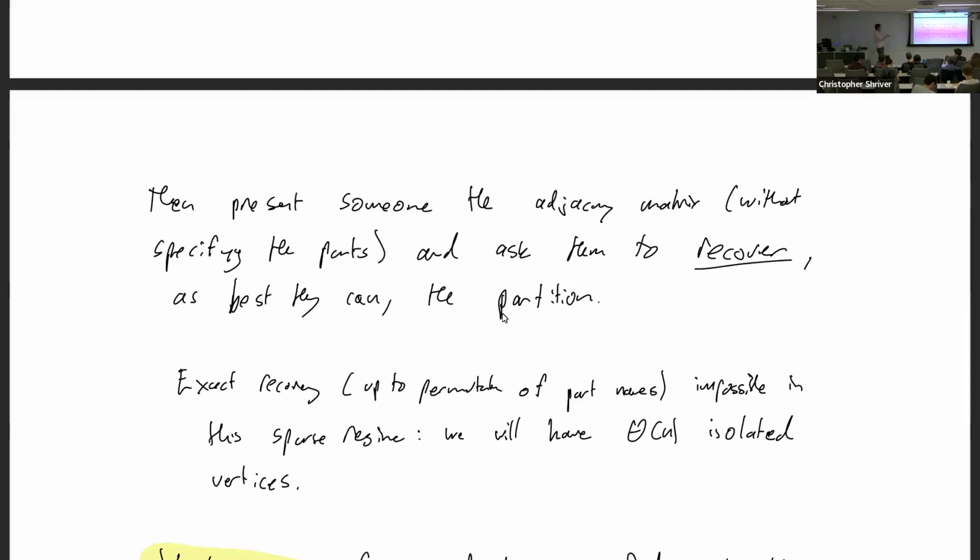Now, I've written all these caveats, but when I say recover, you can label the parts 1, 2, 3, 4, 5, but recovering means up to the best way to permute, because of course there's no difference in the labels. Okay, so that's the algorithmic problem. Can you recover the original partition just seeing the graph? There's a couple different notions of recovery. One would be exact recovery up to this permutation. And this is actually going to be impossible in this regime because we're in a sparse regime. Actually, we'll have a constant number of isolated vertices. So there's no way to know which part these isolated vertices belong to.